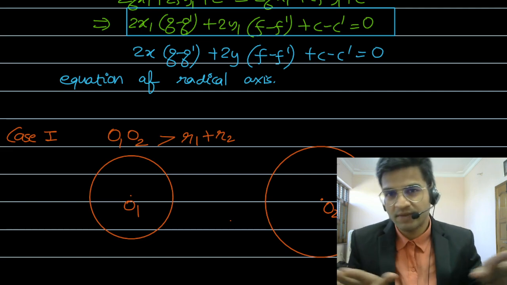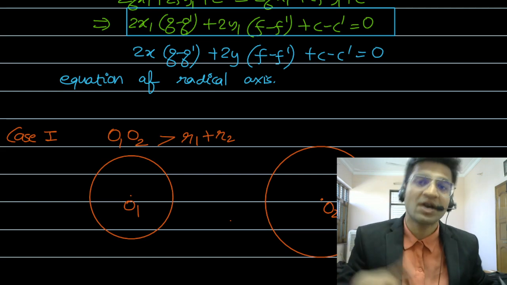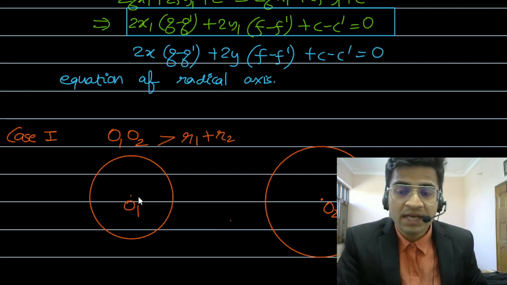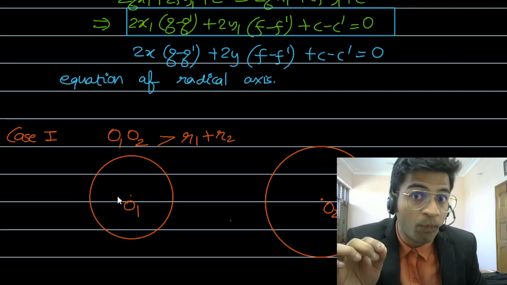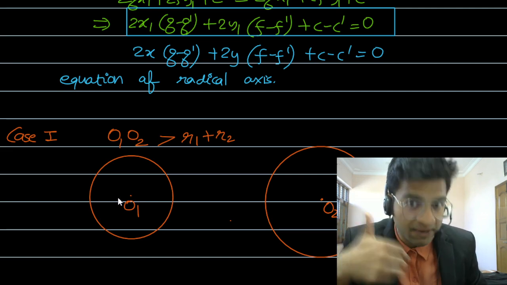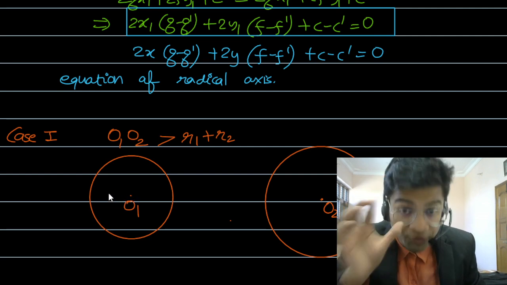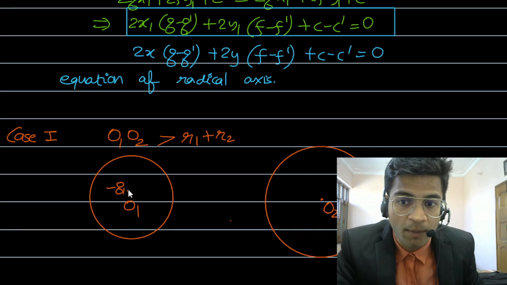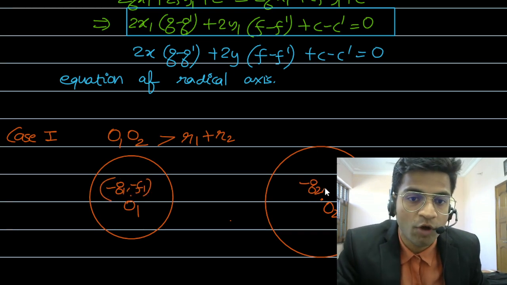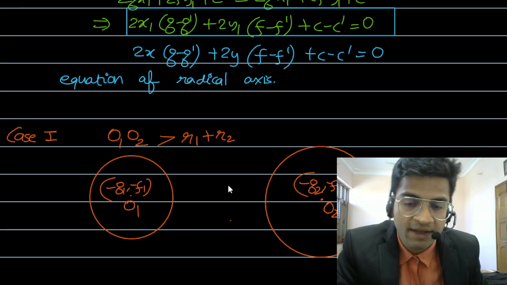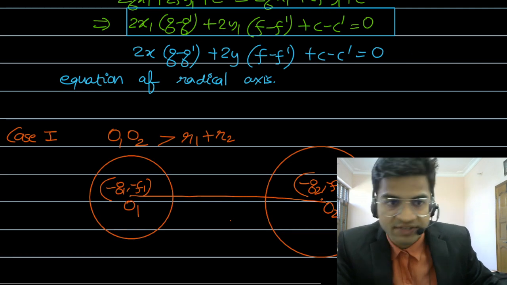It is not of much significance here, but what we can understand in any particular case is that the line joining the centers will have a slope. Can we find it out? Yes, we can. The coordinate of O1 is (minus g1, minus f1). The coordinate of O2 is (minus g2, minus f2). Let us find the slope of O1O2.